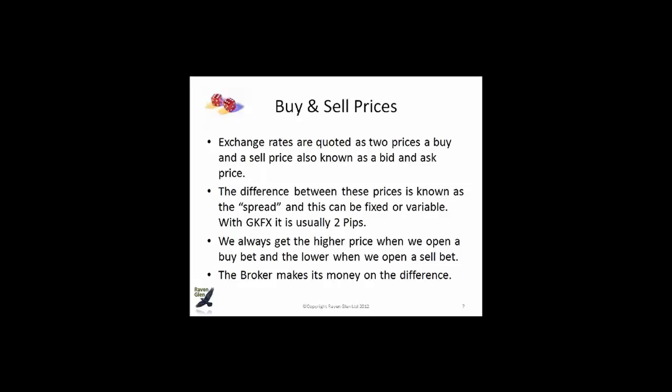Now, the exchange rates between the currency pairs are always quoted with 2 prices shown. There's a buying price and a selling price, and these are also known as the bid and ask price, or sometimes the bid and offer price. The difference between the prices is known as the spread, and this may be fixed or variable depending upon your broker. With GKFX, it's normally 2 pips for the sterling dollar currency pair.